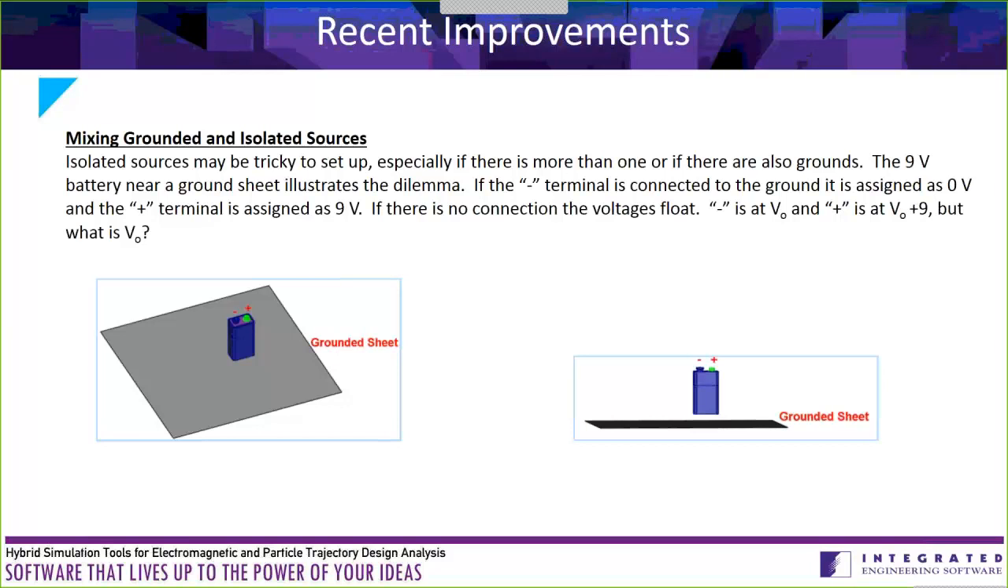So that's what you see here conceptually. I know that my zero terminal is not actually zero. I'm going to call my ground sheet 0. I know that my minus terminal is something. And then my 9-volt terminal is the same something plus 9.